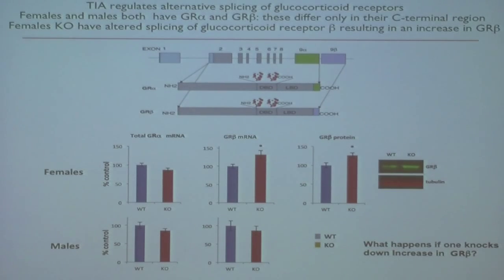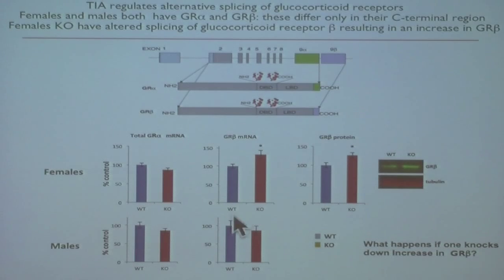How does this work? It turns out that TIA regulates the alternative splicing of the glucocorticoid receptor. There are two forms of it. There's the glucocorticoid alpha and glucocorticoid beta that are different splice forms of the glucocorticoid receptor. And it turns out that the beta isoform is more prevalent in the female mice. So particularly, it becomes more prevalent in the knockout of the female mice. The alpha form is unaffected. So this shows you the female wild type and knockout for the alpha isoform. The same with the male. There are no changes in wild type and knockout.